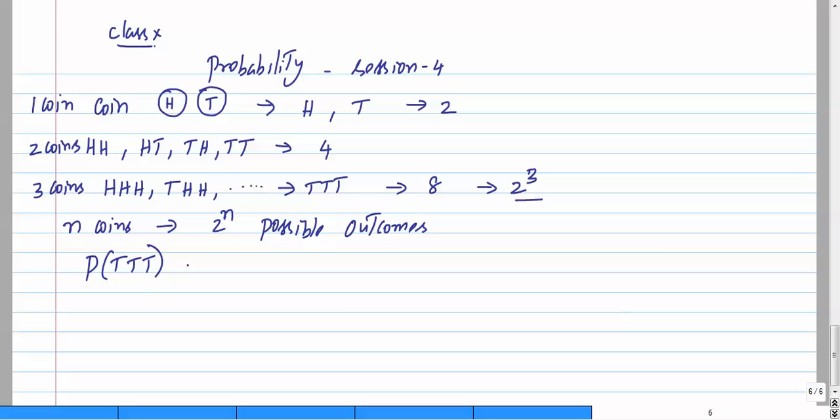And now, suppose I want to know the probability of any one outcome, which is all three coming tails. How many possibilities do I have of getting all three tails? Just one. So, the probability of getting all three as tails is 1 upon 8. Are we clear about this?